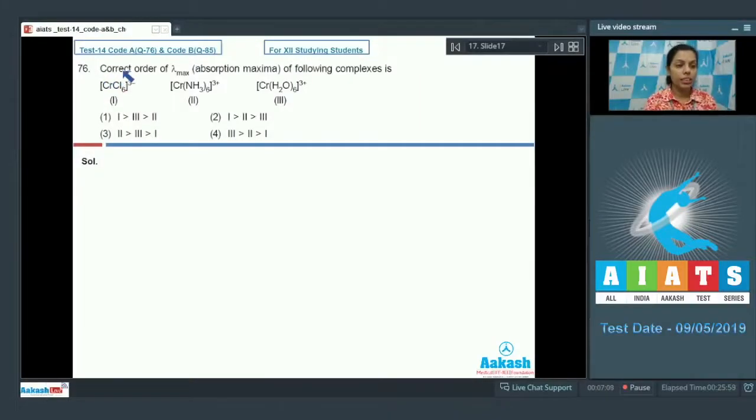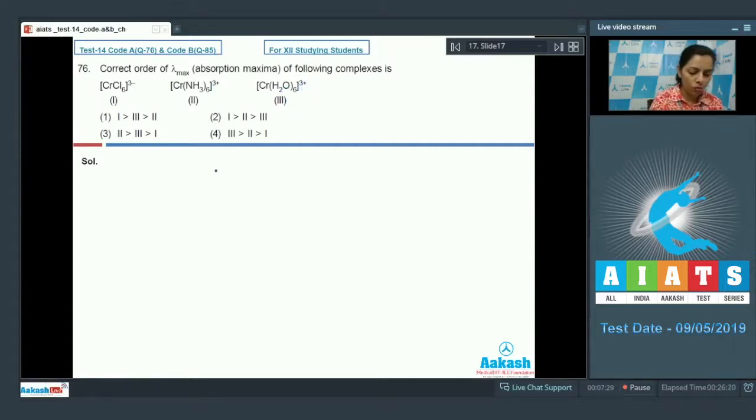Now question number 76. Correct order of lambda max. What is lambda max? That is absorption maxima of the following complexes. We have these complex ions. You can clearly see this is CrCl6 3 negative, Cr(NH3)6 3 positive, and Cr(H2O)6 3 positive.